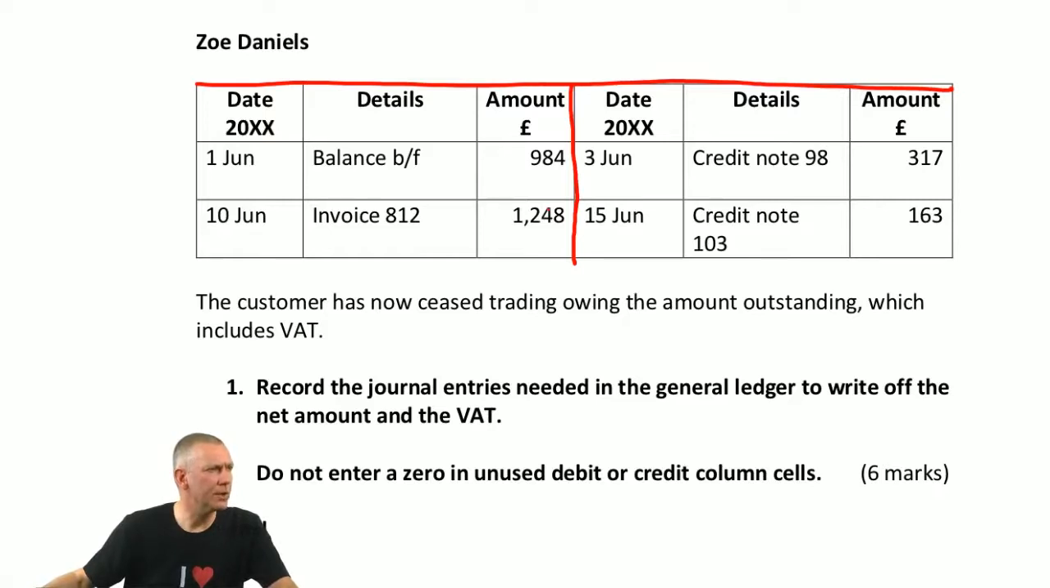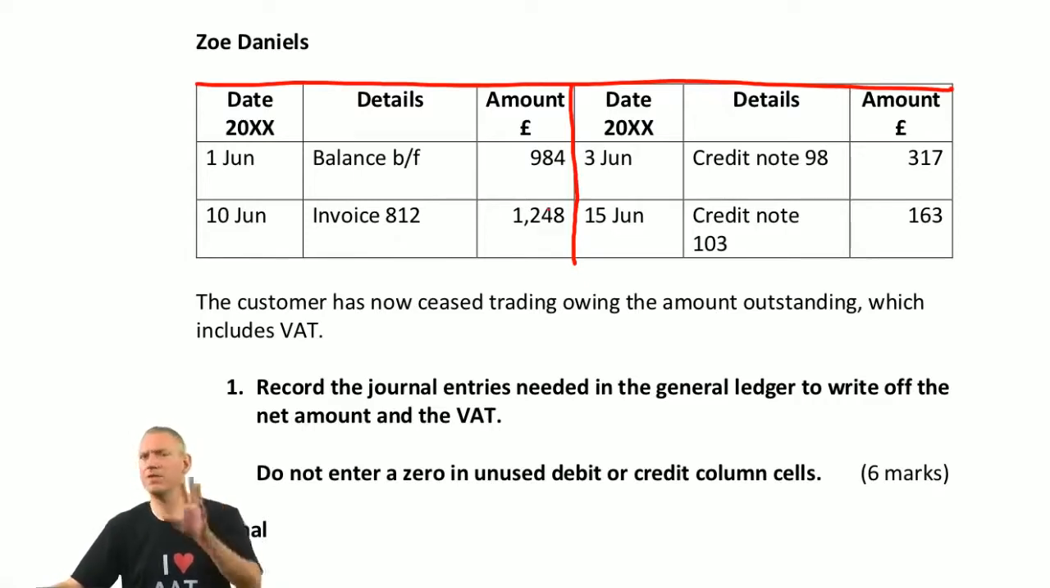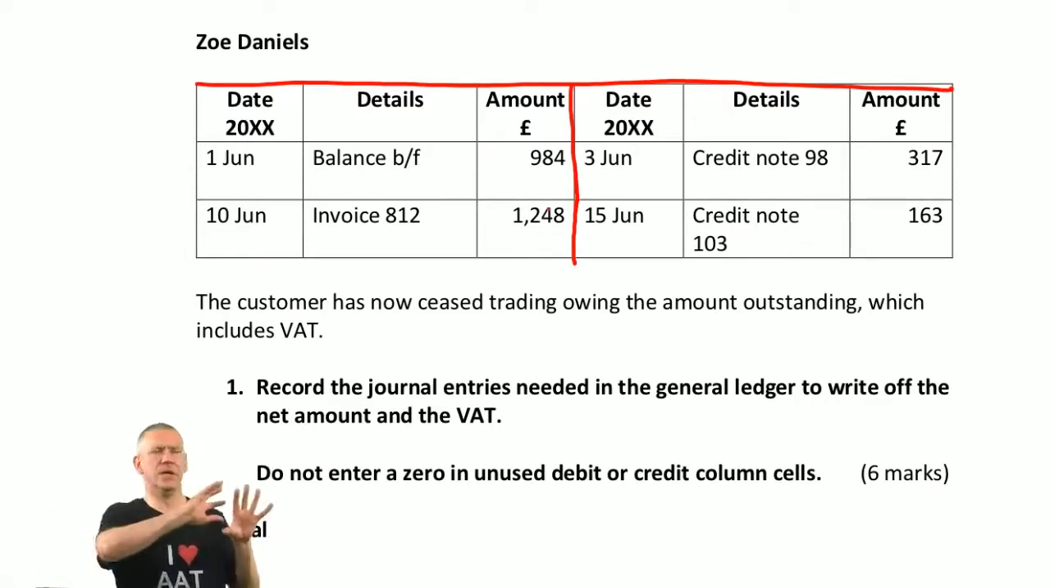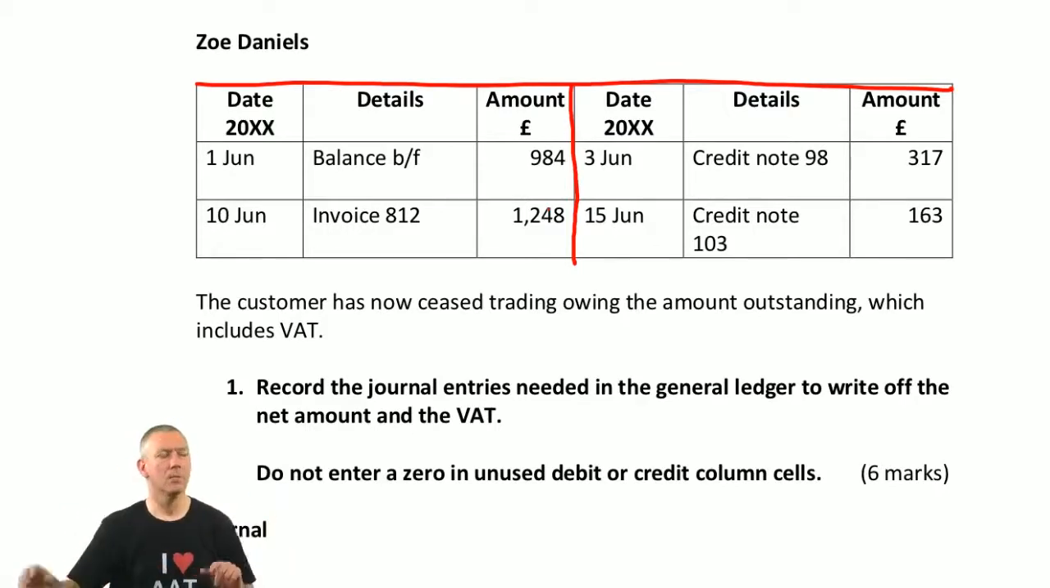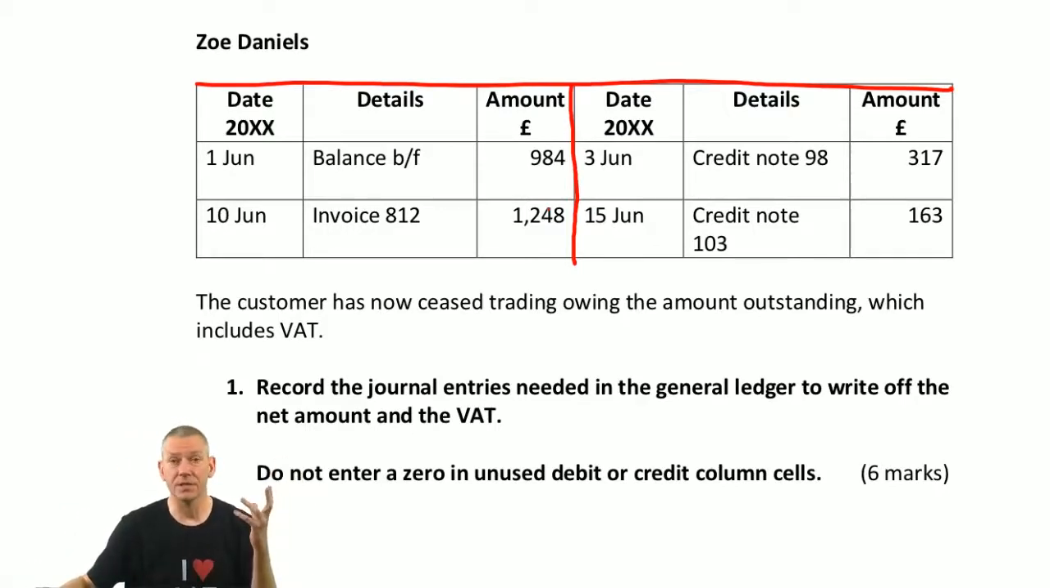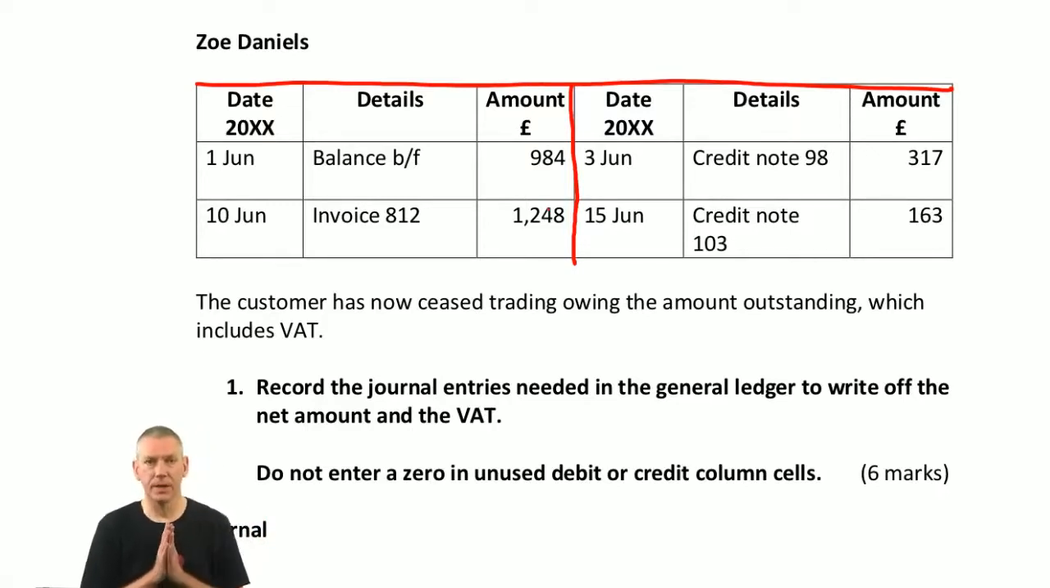Requirement 1: record the journal entries needed in the general ledger to write off the net amount and the VAT. That's a big clue. When I first read that through myself, I scanned it and thought, yes, I know what that journal is. But now I read it, the question itself tells you that this is a triple entry kind of thing. Do not enter a 0 in unused debit or credit columns. It's good advice, and you'll see this advice repeated constantly throughout the simulation. Just do as you're told there.